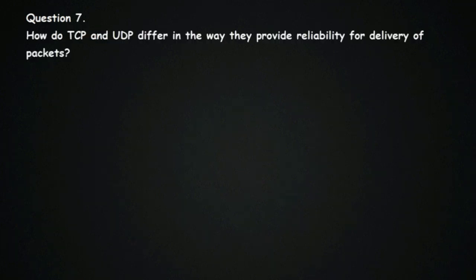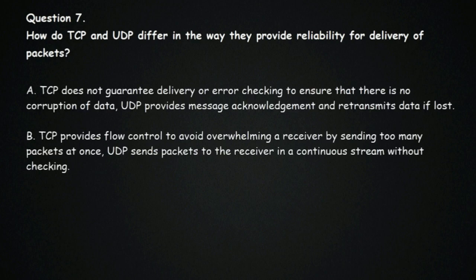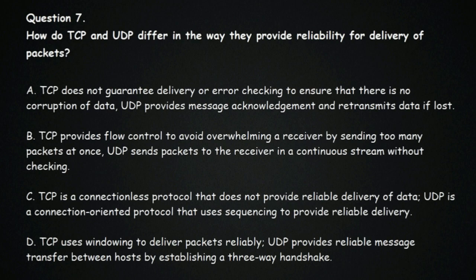Question 7. How do TCP and UDP differ in the way they provide reliability for delivery of packets? Answer is B. TCP provides flow control to avoid overwhelming a receiver by sending too many packets at once. UDP sends packets to the receiver in a continuous stream without checking.